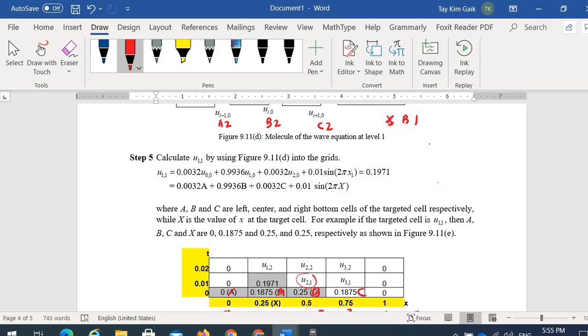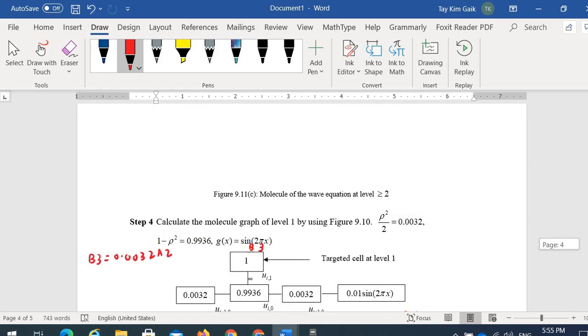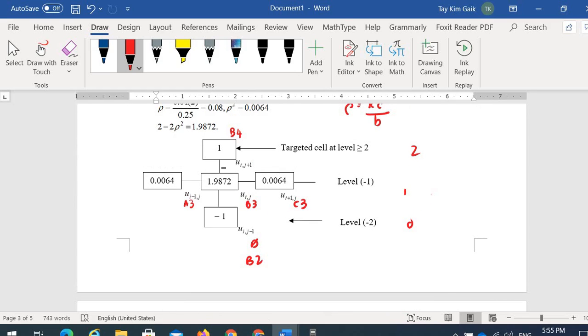Then we put up the left bottom for level 1. Left bottom is A, center bottom is B, right bottom is C. And X is the same column as the current cell that you are going to target, the same position as the targeted cell that you are going to complete. Once you complete level 1, you use the 3-level molecule to get your level 2 onward. So where the cell I put as A, this is B, this is C, this is D. Okay, thank you for your attention.